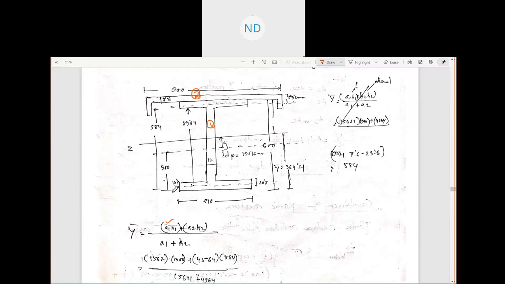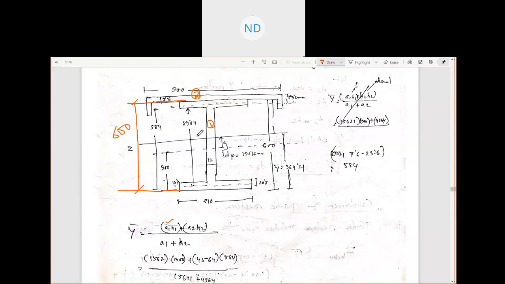Now, what is your H1? H1 is the distance from the bottom to the CG of the I section. If you see, this I beam is 600 deep, so this is the half.